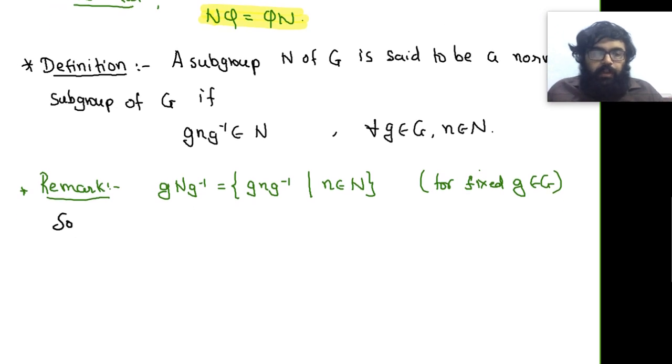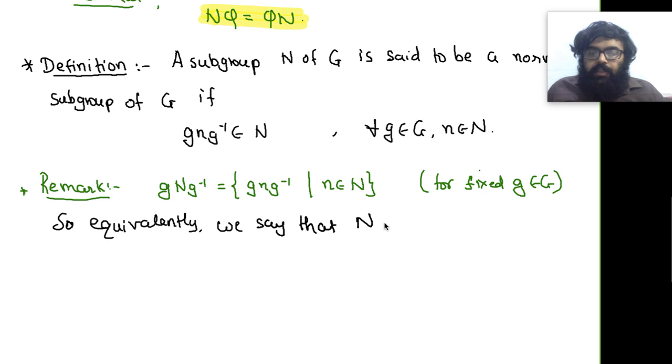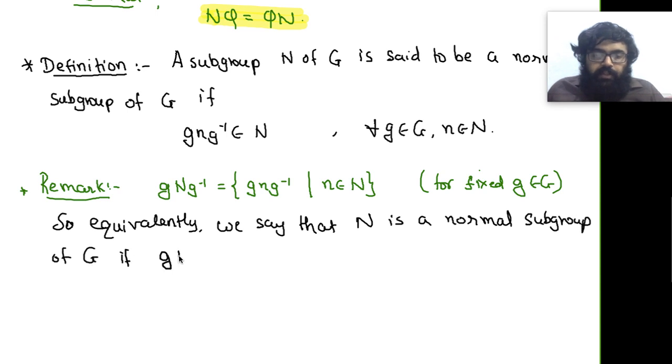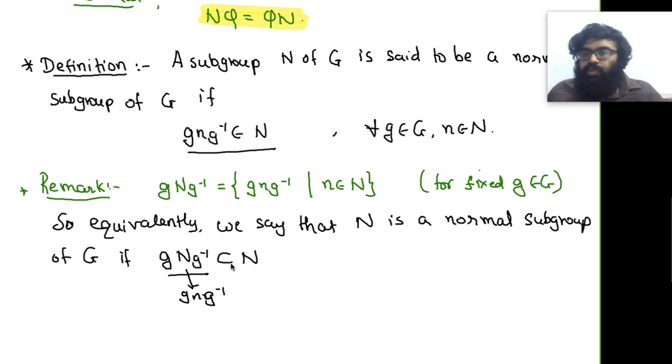So equivalently, by the definition of normal subgroup, we say that N is a normal subgroup of G. Of course, when I say normal subgroup, first of all it has to be a subgroup. N is a normal subgroup of G if gNg inverse is a subset of N. That's what the definition is. The elements of this are g and n coming from N and g inverse, and that element should be in N, because if A is a subset of B, then if x belongs to A, x belongs to B. So this is what is given here.